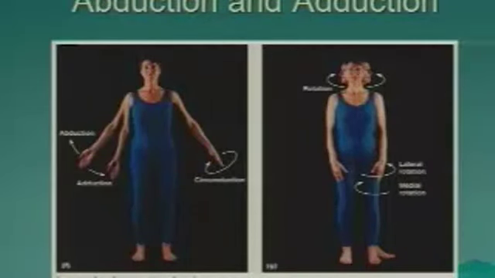Abduction and adduction. I say abduction is to move away from the body. Adduction is to bring it towards the body, okay? So abduction is to move away. Adduction is to move towards the body. Some people think of it as adding the body parts to the body, okay? By moving the arm down and in, you're adducting and adding the arms or the legs to the body, okay?